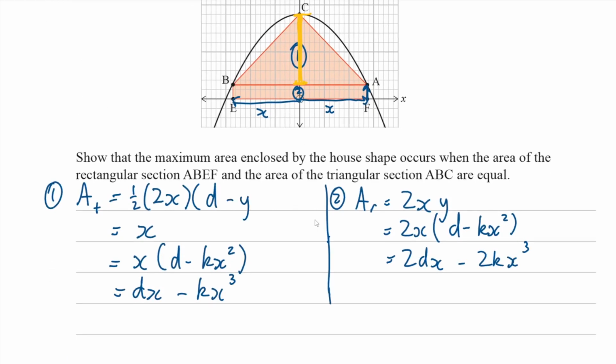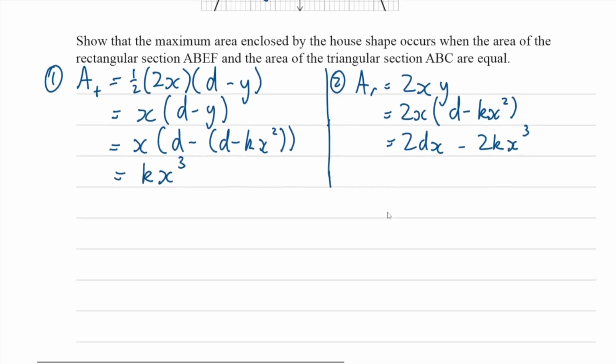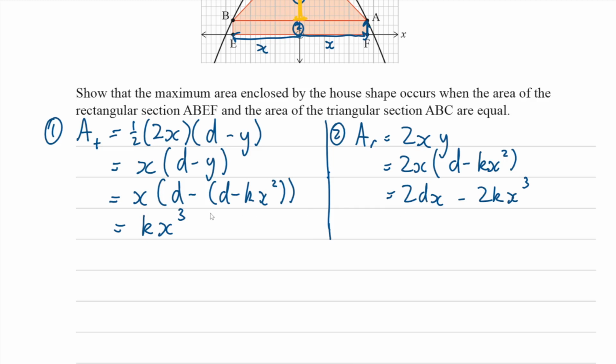d minus y, which becomes d minus d minus kx squared. So d minus d gives 0, negative kx squared times negative 1, positive, so we're left with kx cubed. Alright, good thing I caught that. Hope you did too. But so now, fingers crossed, we have the equation for the triangle area and rectangle area.